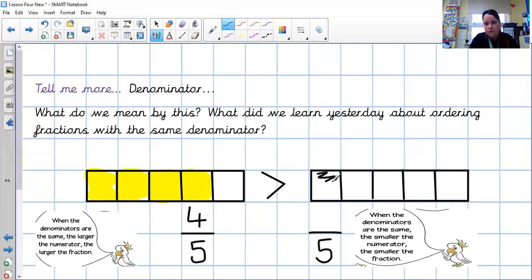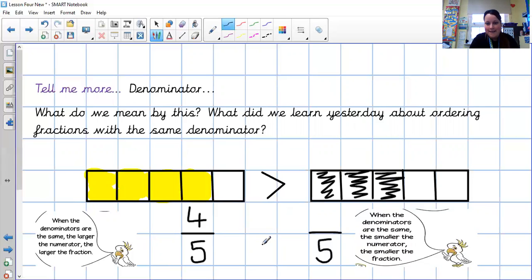So hopefully you've come up with a few different answers that it could be. So it could be 1/5, because 4/5 is greater than 1/5. Or it could be 2/5, because 4/5 is greater than 2/5. Or it could be 3/5, because 4/5 is still greater than 3/5.